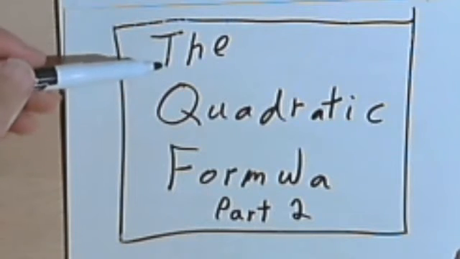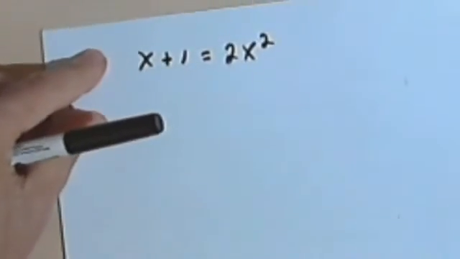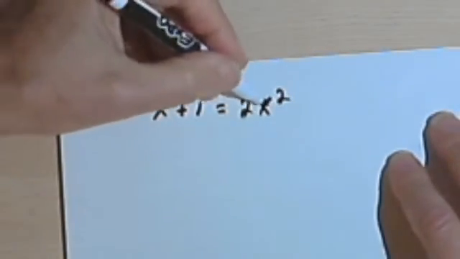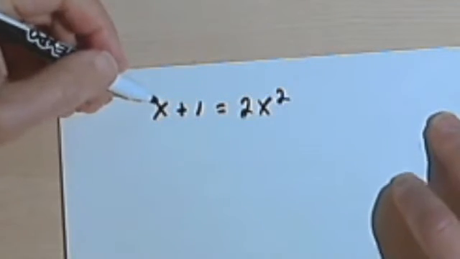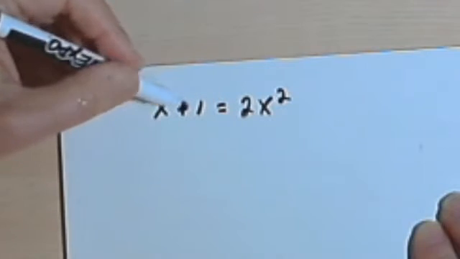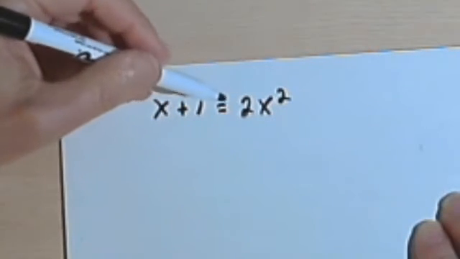This is going to be the second video about using the quadratic formula. So here's the example. I've got x plus 1 equals 2x squared, and I want to use the quadratic formula to solve this. So I want to put it in standard form, and here's a point I want to make.